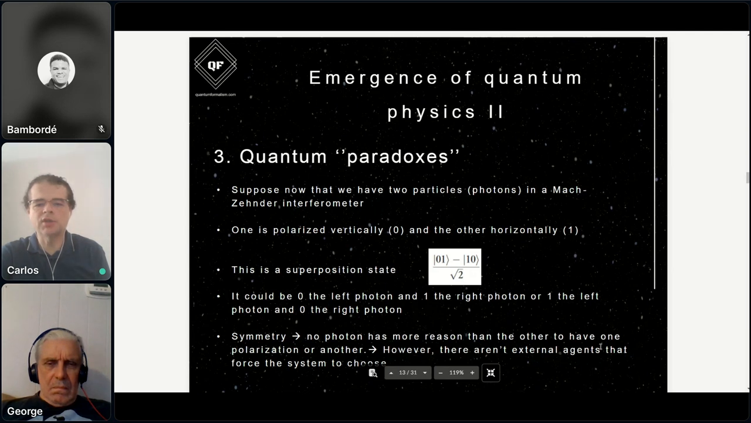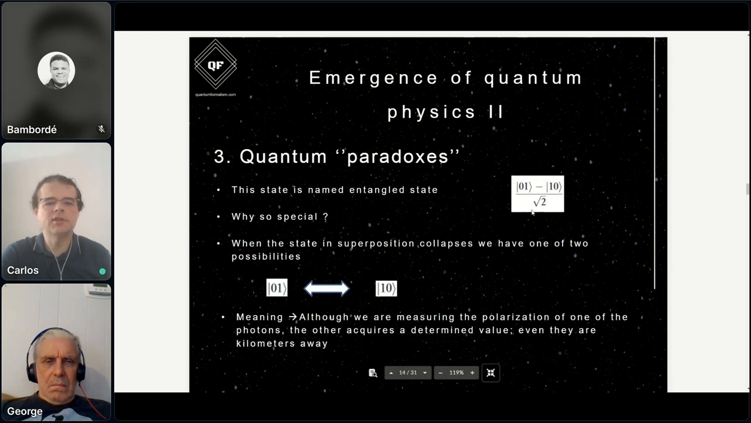However, there aren't external agents that force the system to choose. So in principle, it can behave like this. This one half here is because of the probability. I mean, we will understand this in the future. It's probability of 50%. But okay, it's just a number here, doesn't matter. So this state is called entangled state. So the two photons are in this state, and they are special because when the state in superposition collapse, we have one.